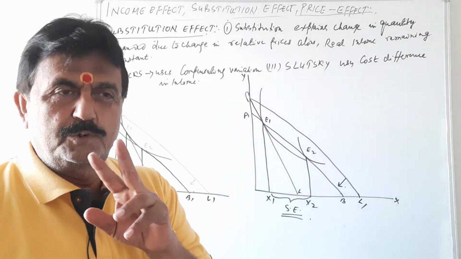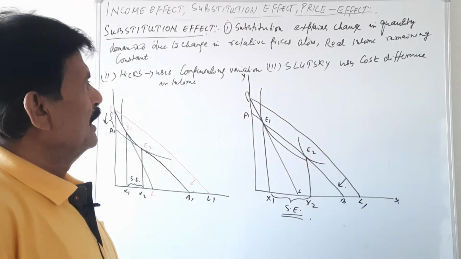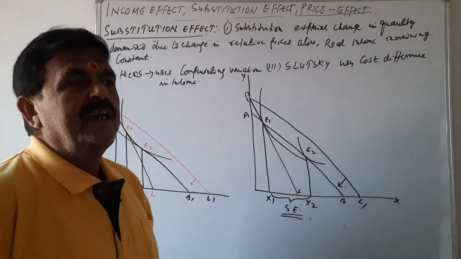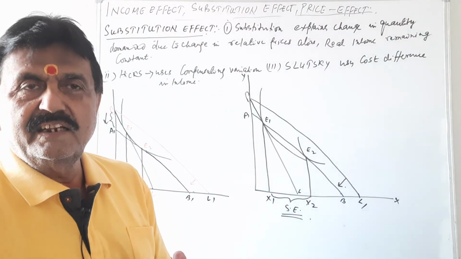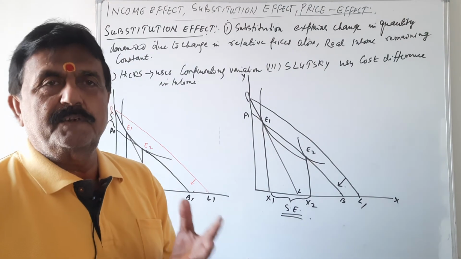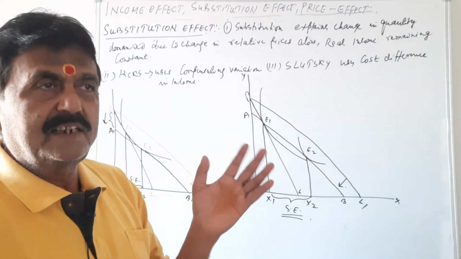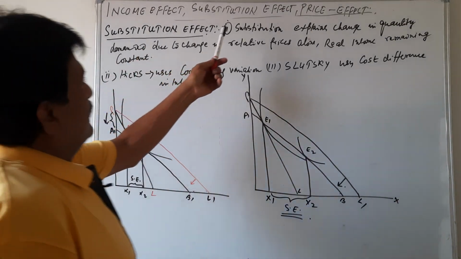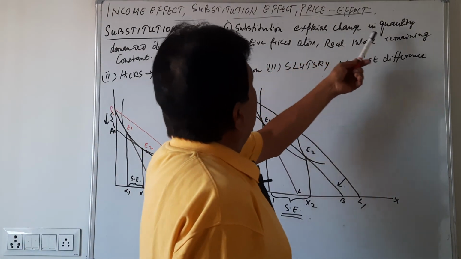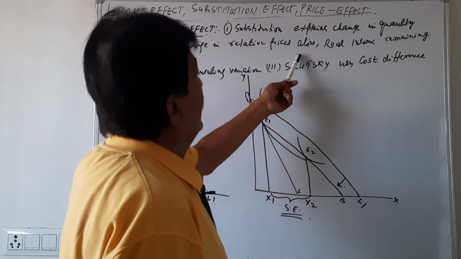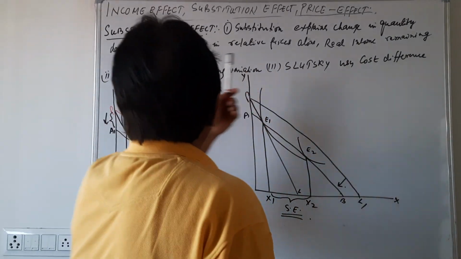So, for finding the substitution effect, real income is kept constant, and for keeping this real income constant, we have two versions of the substitution effect. One is given by Hicks and another is given by Slutsky. Hicks uses compensating variation in income to reduce the real income, and Slutsky uses cost difference to reduce the real income, so that the substitution effect could be separated. This substitution effect explains the change in quantity demanded due to change in relative prices alone, real income remaining constant.